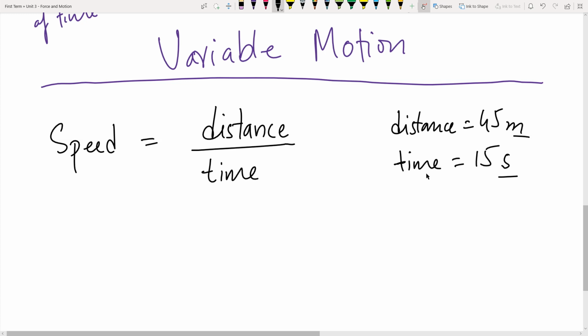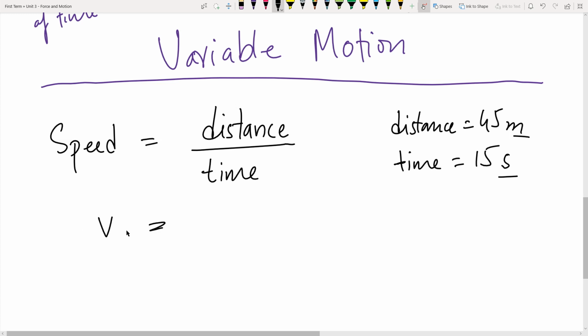Unless we're talking about very large distances or very small distances, in general, these are the standard units. I will come to the standard units in a moment, but first we're going to look at the formula of speed: how much distance is covered in how much time, so we can calculate speed.